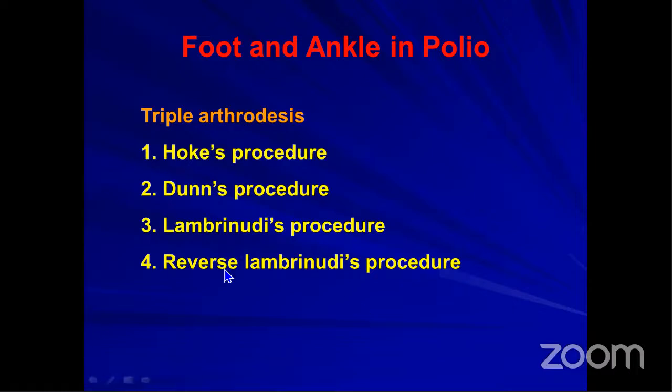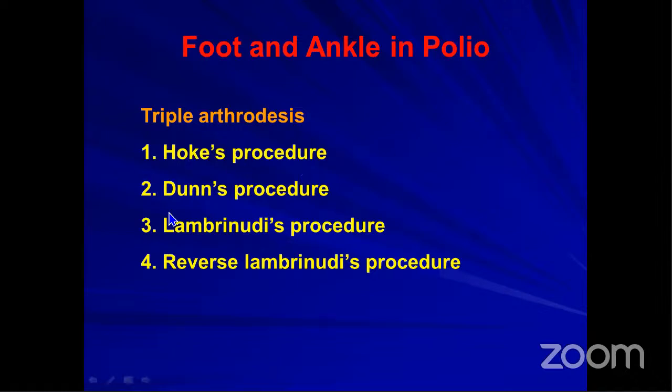A lot of students are fond of answering Lambrinudi procedure without understanding what the Lambrinudi procedure is. The Lambrinudi procedure is classically done for the most common deformity that you see in polio, the polio foot, that is equino-cavo-varus. So when you have a fixed equinus, you take out appropriate wedges and do a triple arthrodesis to correct the equinus and you correct the varus. And that's the classical Lambrinudi.